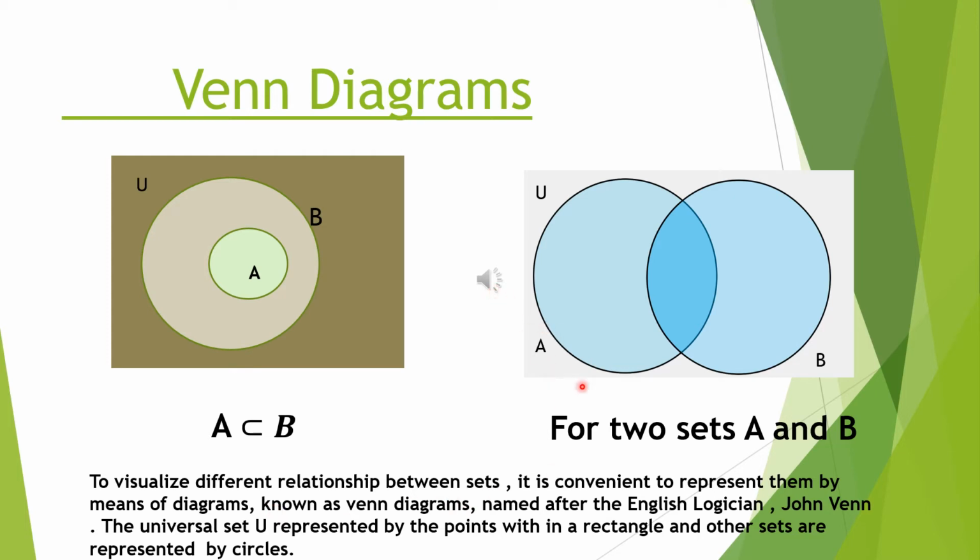Now you will see how we can represent our sets. One mathematician, especially a logician, Mr. Venn, described the representation of sets in the form of circles. He expressed the whole set, the universal set, in the form of a rectangle and all sets in the form of circles. You can see A is a subset of B, and second, if we are representing two sets, then we will take these types of two circles. When we have to take three sets, we will take three circles.